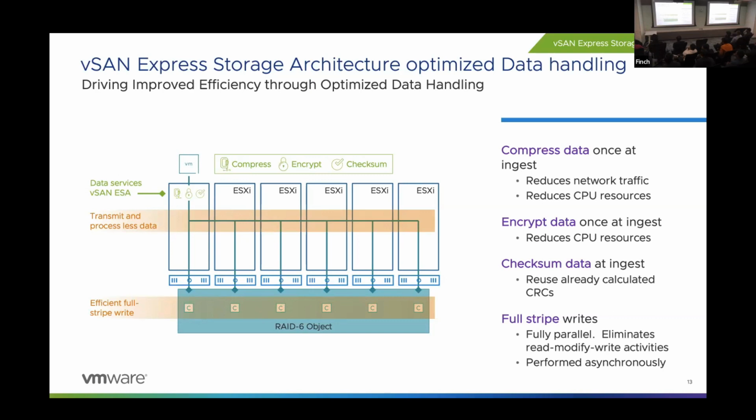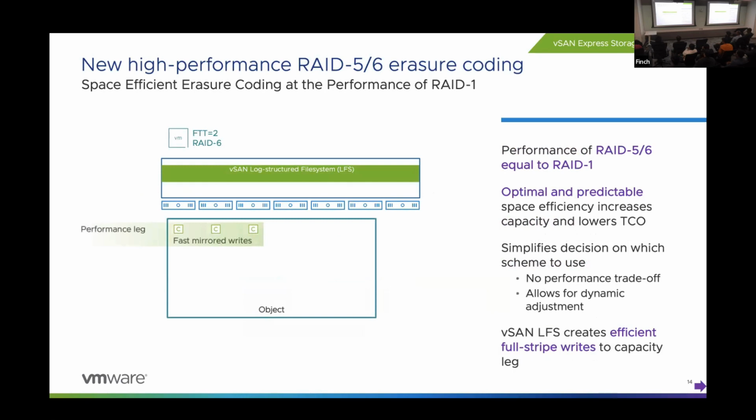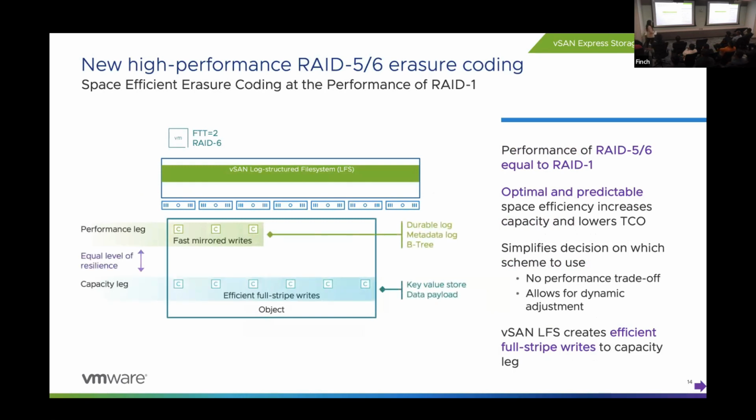And the second thing is, when the data is written on RAID 6, it is written in full stripe mode. So when it's written, it's more efficient, it's faster, and it actually eliminates read, modify, and write activities. Moving on. So this is again the same thing that I've been explaining. It's because of the performance and the capacity leg.